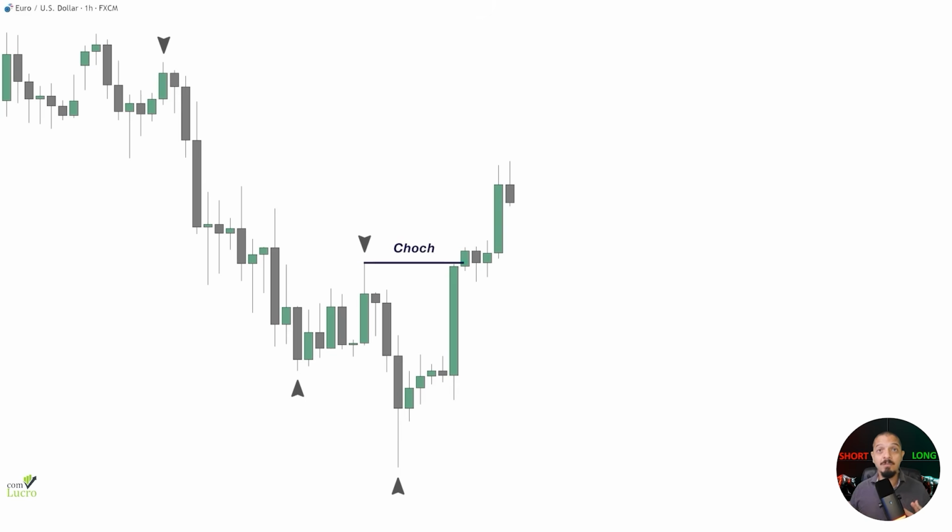Since the higher time frame direction is now bullish, we're only interested in looking for buying opportunities. The next step is simple. Identify the fair value gaps and mark the order blocks.